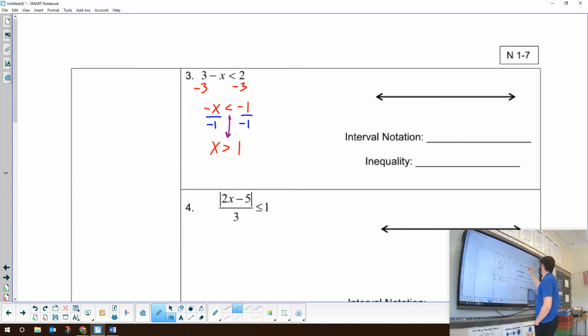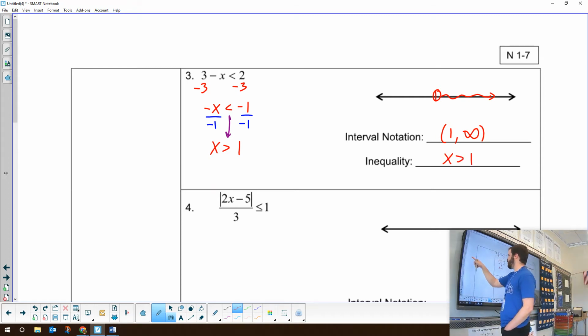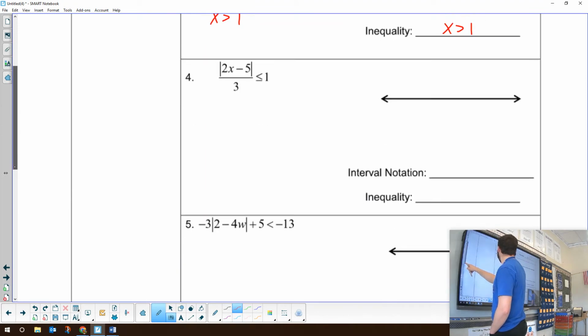Okay, so now I can put that point on here. Notice here how I only have one answer because this one is not absolute value. Okay? All right, so I'm going to put that here, have an open circle, and this one's going to go to the right. So it's just going to be parentheses 1 to infinity, or x is greater than 1 as my inequality. All right, number 4.